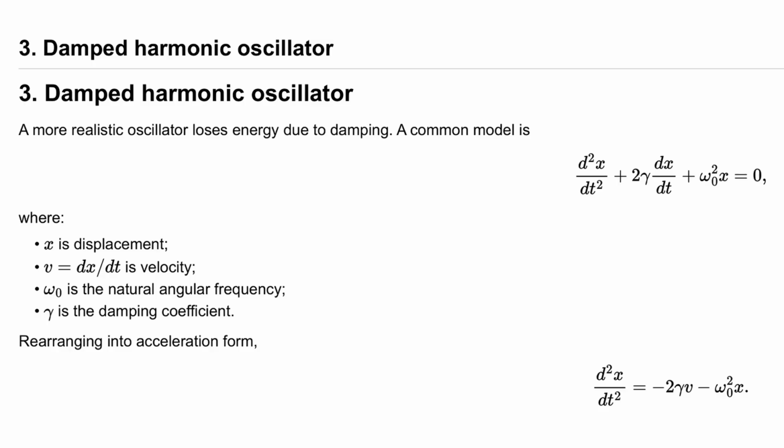We will now introduce damping into our harmonic oscillator model to represent the loss of mechanical energy, typically due to friction or drag. The equation now includes a term proportional to the velocity, governed by the damping coefficient gamma. Rearranging for acceleration gives us the expression needed for our first-order system.